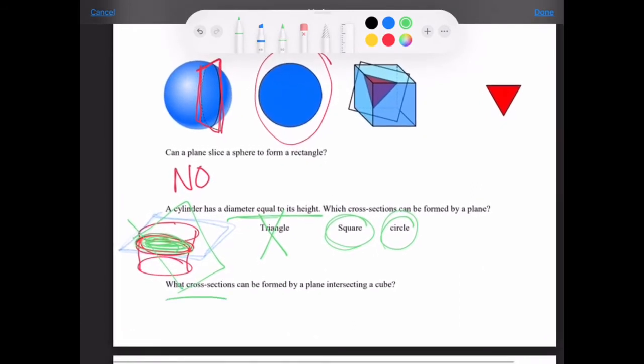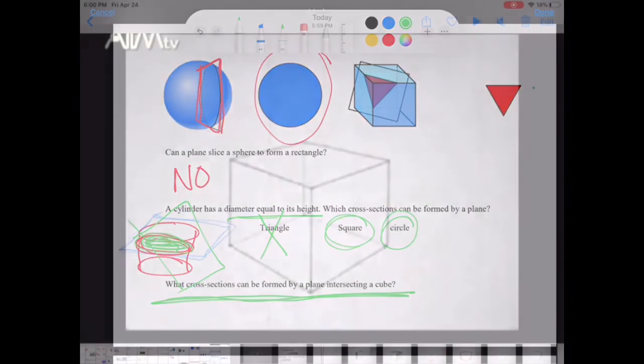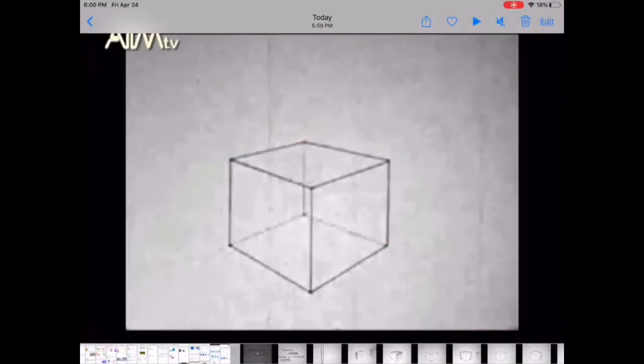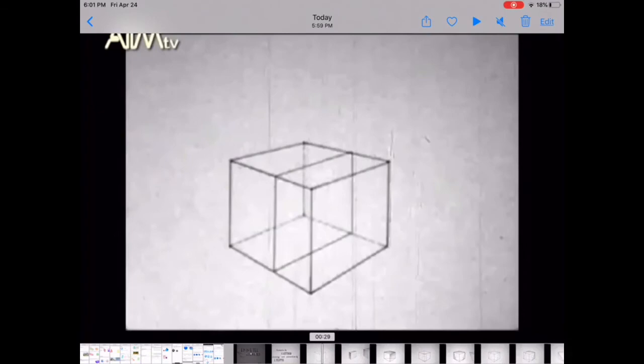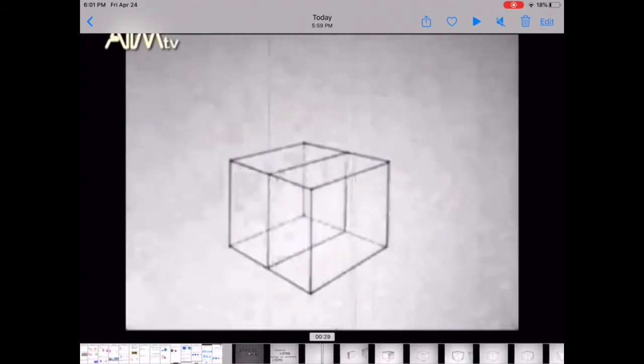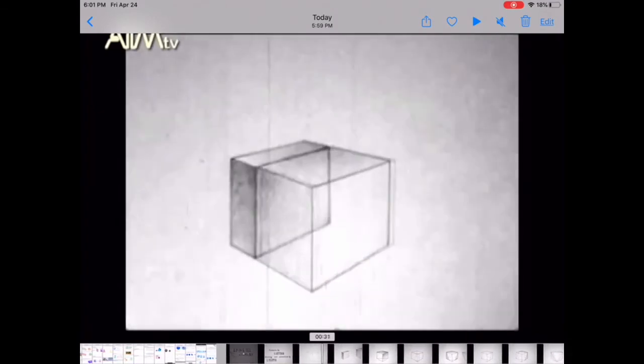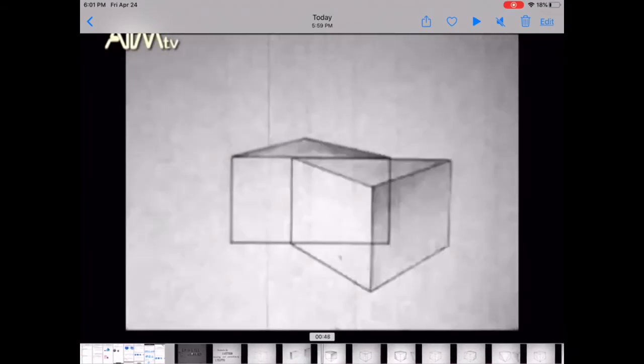This says, what cross sections can be formed by a plane intersecting a cube? Alright, I want to pull up another video for this quick, so... Okay, so I want us to look at this video because I think it shows the cross sections of a cube really well, because the possibilities are plentiful, to say the least. All right, so look, here's one cross section. You see that moving? That's a square, right? That's one possibility.